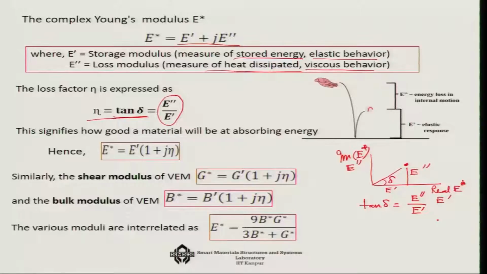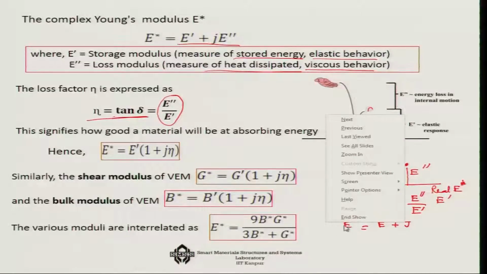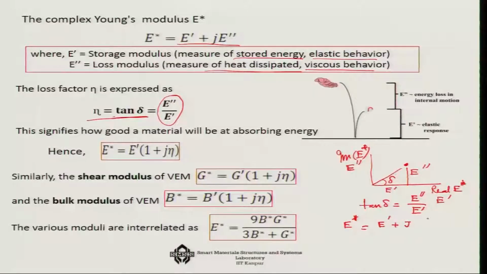Now, if you look into the basic expression of E star, E star is E prime plus j E double prime. So, what is our j E double prime? E double prime is nothing but E prime tan delta, right. So, that means E star is nothing but E prime into 1 plus j tan delta, and tan delta is eta. So, that is what we have written here, that E star is E prime into 1 plus j eta.